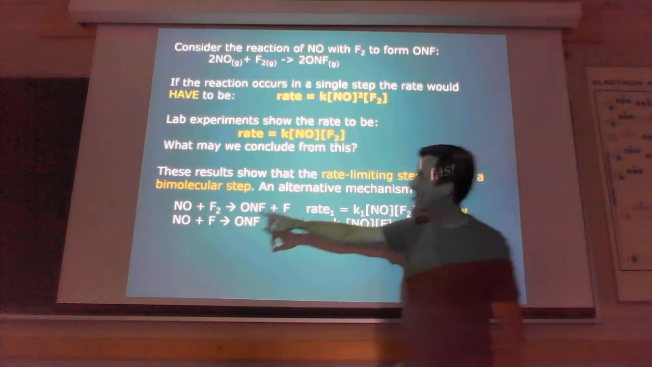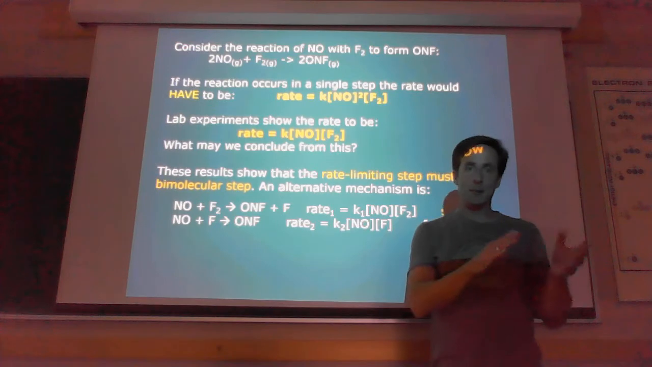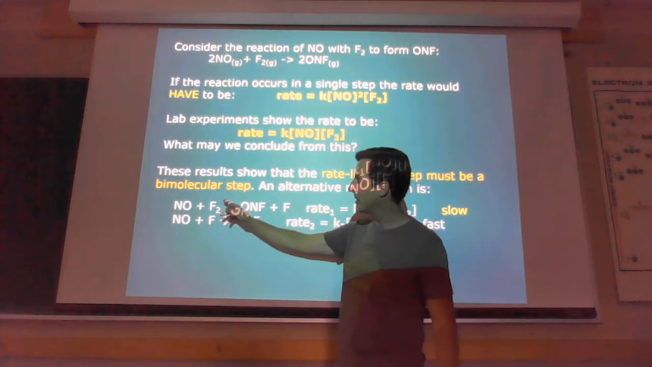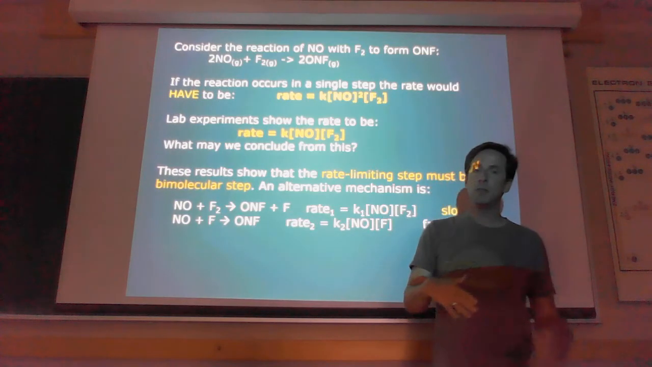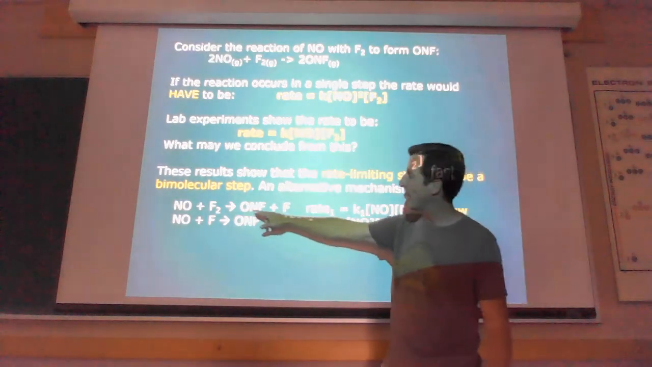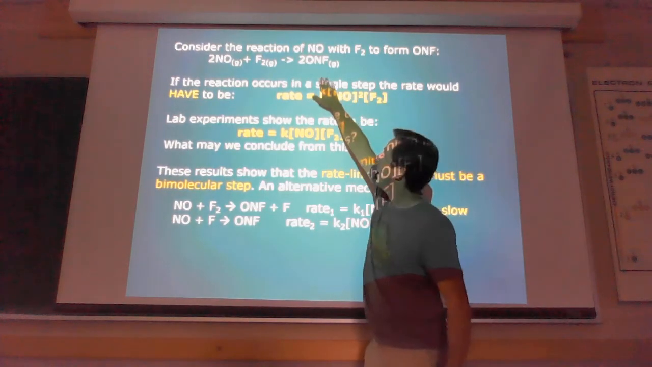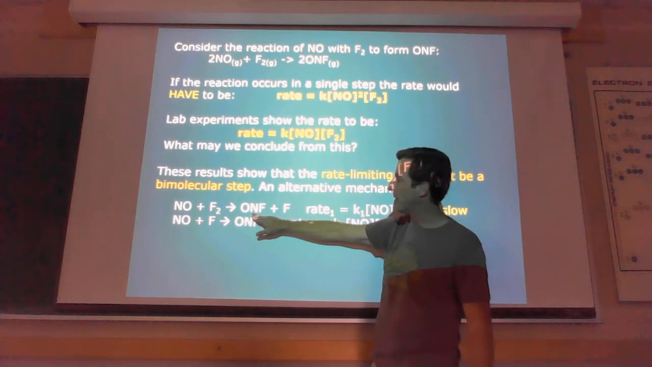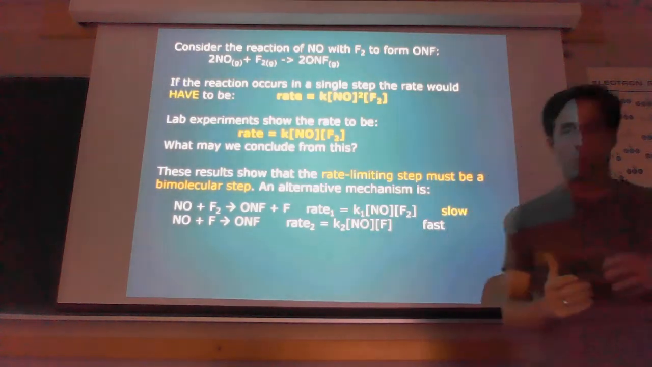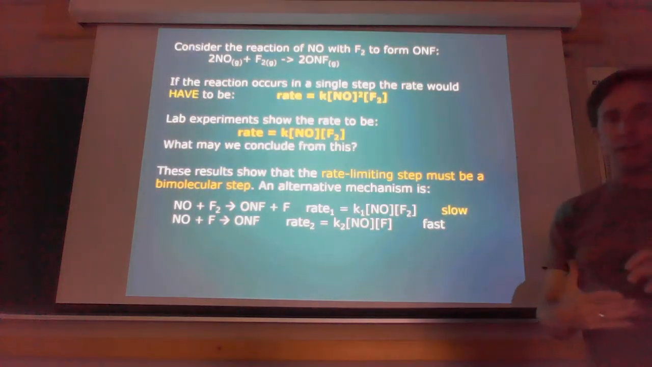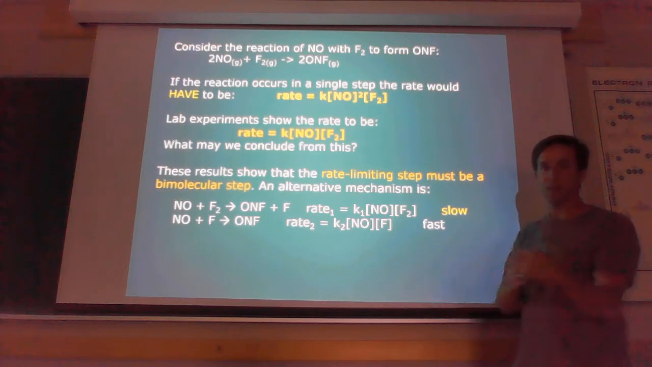So I can start my mechanism, NO plus F2. Again, we might try an atom transfer where one of the fluorines gets transferred over to the NO to make ONF and F. Again, I can look at that and say, okay, the ONF, that's one of my products that I needed to form. I need to make two of them, but I formed one of them in the first step, and then I form a fluorine atom by itself. That would be a fluorine radical. That's very unstable. It's very reactive.